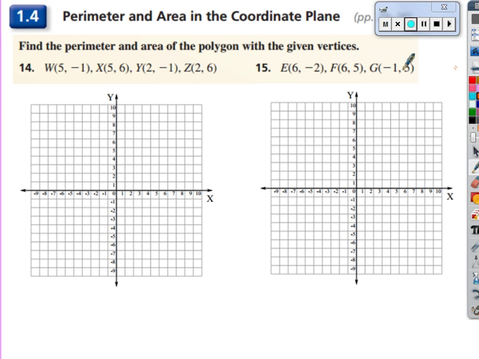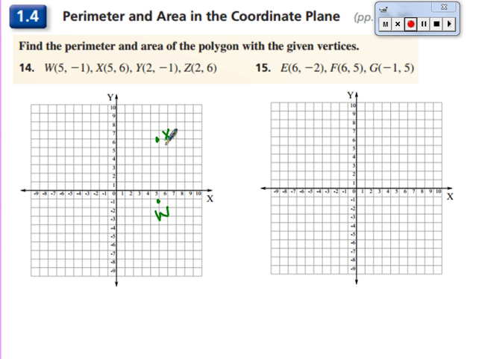Perimeter and area. All right, so we're going to have to plot these points, figure out what polygon I'm looking at, and then calculate perimeter and area. So let's plot carefully and label as we go. We have 5, -1, so go over 5 and -1. Call that W. Then you have 5, 6, which is X. And then you have Y is 2, -1. And Z is 2, 6. So I have a rectangle.